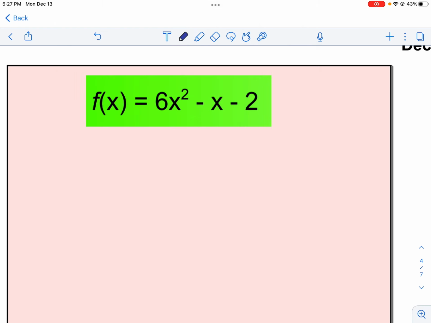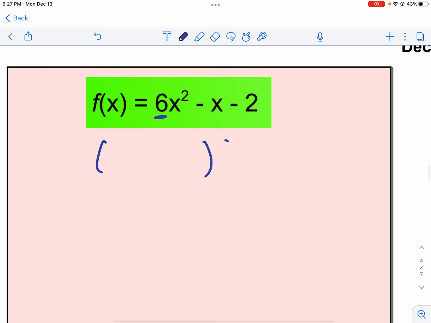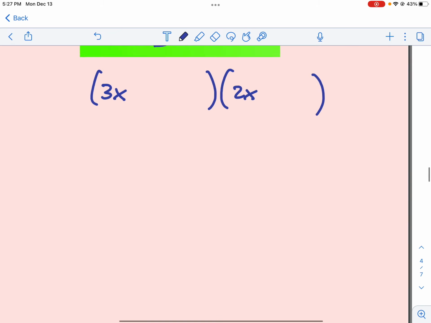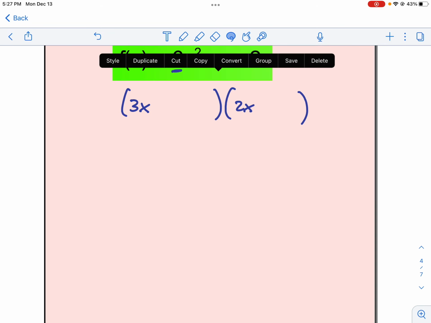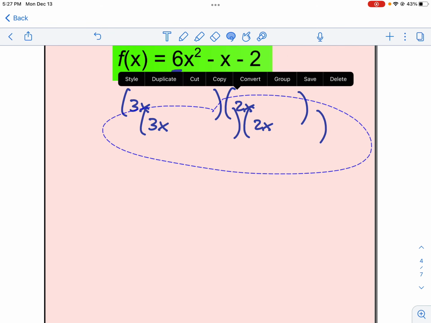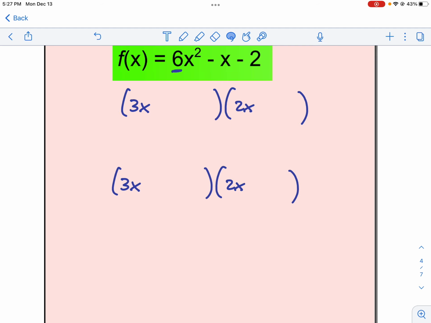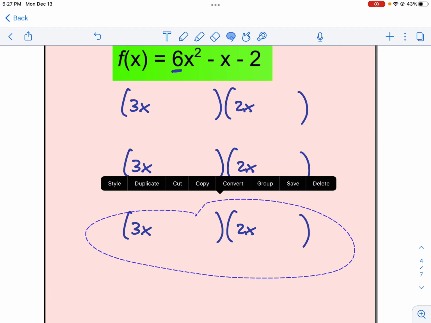This one is going to be a little bit tougher because we have this 6 here for A, but it's definitely doable. A is going to have to show up like this. It's going to be 3x and 2x. And I will copy that and give me a couple of different options here. Let's move it first. Duplicate, duplicate.